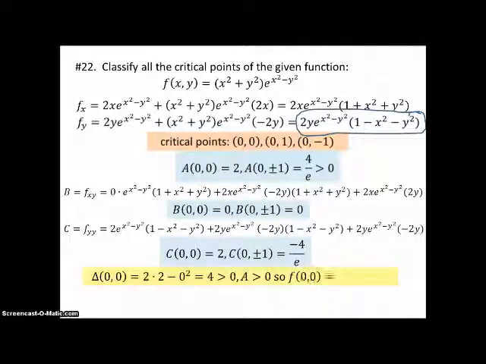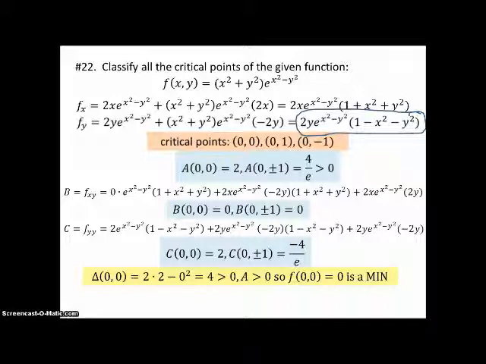So then triangle is a times c minus b squared, which at 0, 0 is positive, and a is also positive for that point, and so when we plug 0, 0 into the original function, we get 0, and that's a minimum value.